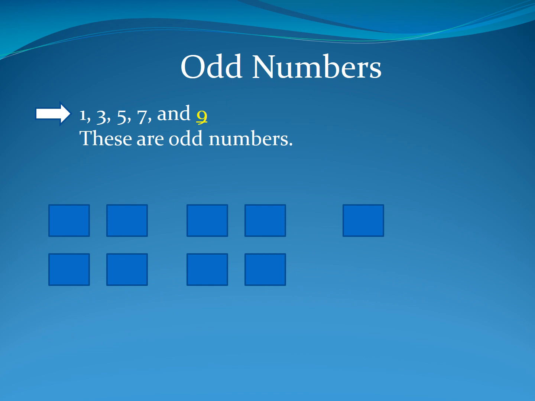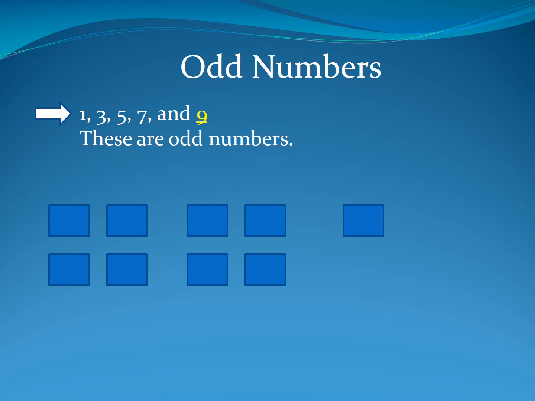Just like we discussed an example with even numbers, we can also study odd numbers in the same manner. As 1, 3, 5, 7, or 9 are all odd numbers, we can check if they divide by 2 or not. Let's take 9 for instance. In order to divide it by 2, we need to divide 9 squares into 2 groups. When we divide them, we have 4 squares in one group and 4 squares in the other group.